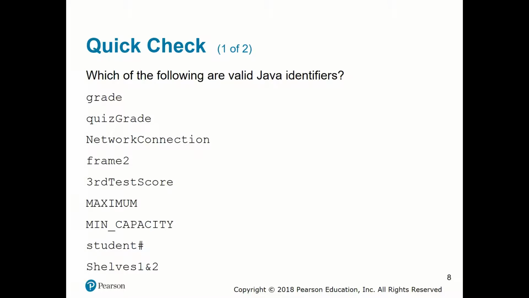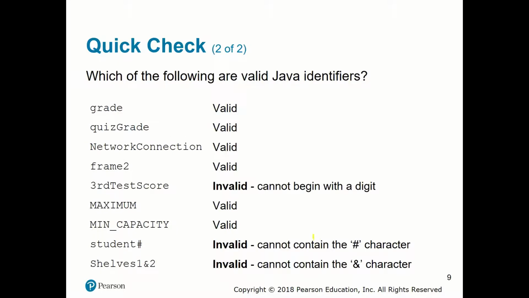Let's do a quick check. Which of the following are valid Java identifiers? Think about it. Okay, the rules for identifiers are we can use letters, numbers, and two special characters. They are underscore and the $ sign. Except those, we cannot use any other characters in an identifier. So this is the answer.